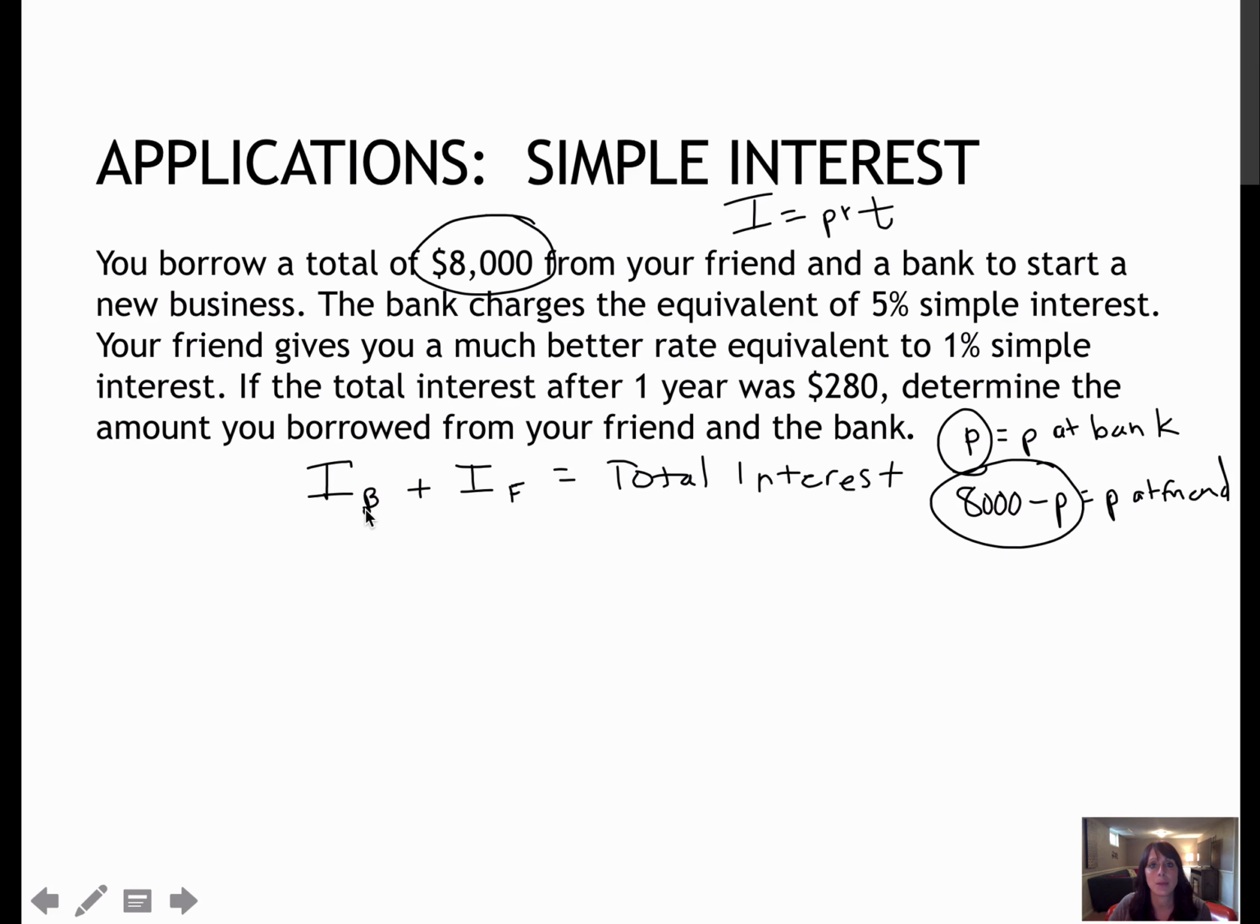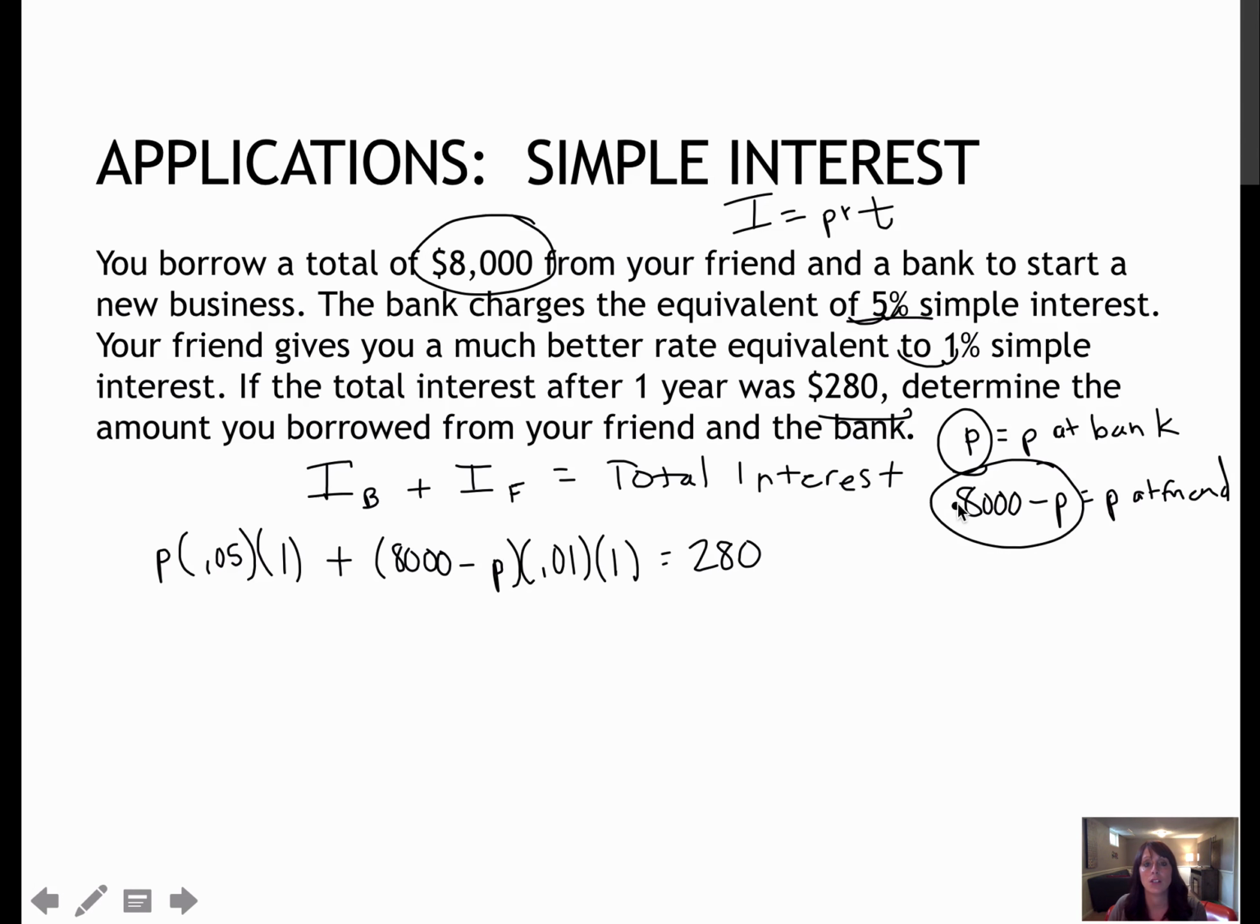So to find the interest at the bank, I'm going to take the principal from the bank, which is P, times the rate at the bank, which is 5%, times the time at the bank, which is 1. To find the interest charged by my friend, I'm going to take the principal at my friend, which is of course 8,000 minus P, times the rate, which is 0.01. Remember, we always move that decimal 2 places, times the time with my friend, which is 1, and the total interest is $280.